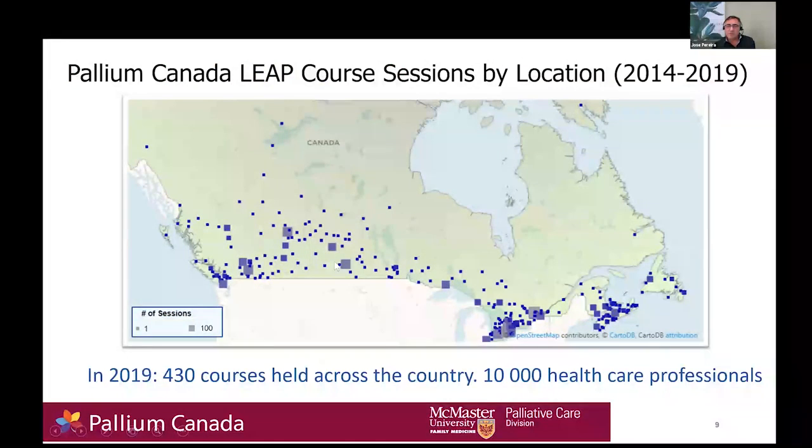We've done these courses across the country. This is a map of Canada where all the courses have been held. In 2019, there were 430 courses held, and they're all interprofessional. And they're limited to 30 learners. And often there are learners, medical students and residents, that are integrated in these courses. You may ask yourself, why is it mainly in the south of the country? Well, that's where most of the people live. But we do have some done way up in the north in the Arctic, or close to the Arctic.